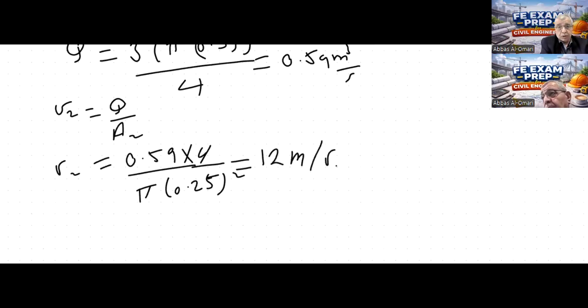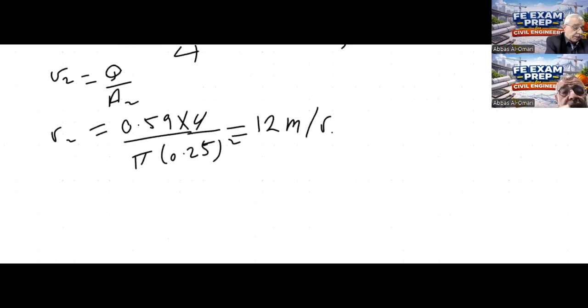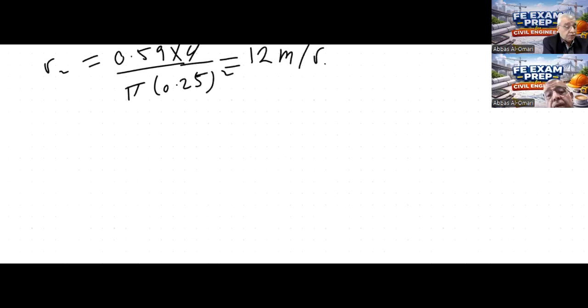This is a very straightforward problem. We determined Q from the first known velocity and diameter, and then we determined the velocity of the second section when the pipeline diameter is reduced, again by applying the same formula, V equals Q over A.